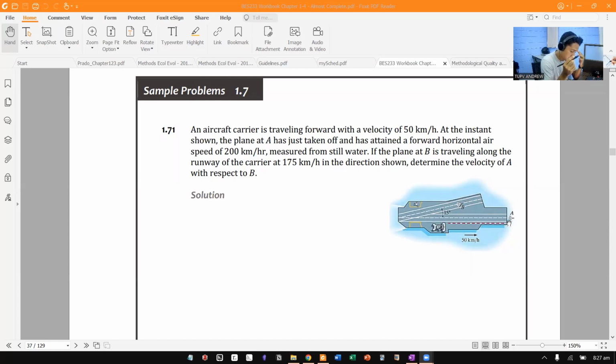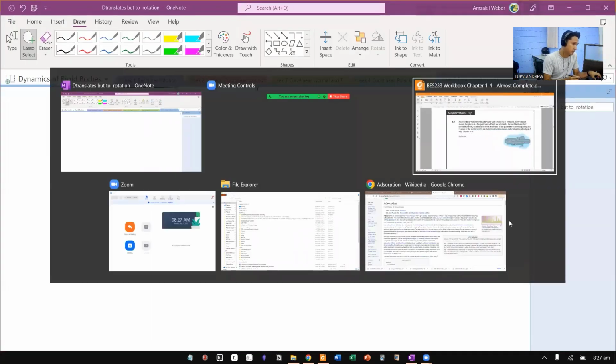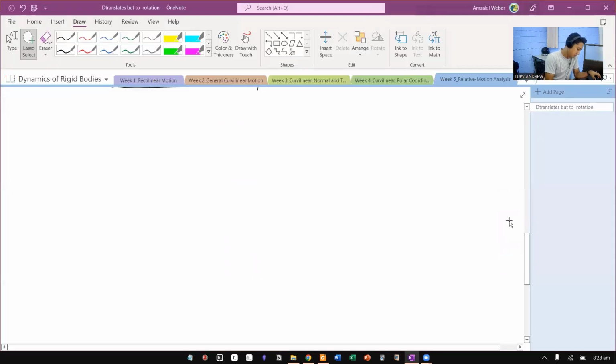Okay, so let's identify correctly what type of velocity is given. Is it relative? Is it absolute? For A and B and the aircraft carrier. So this is problem 1.71.